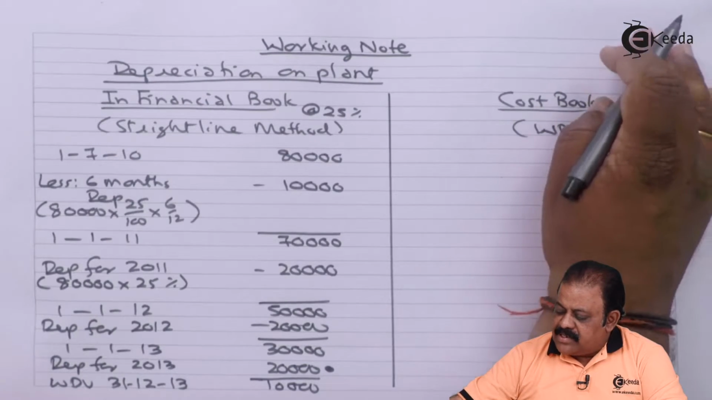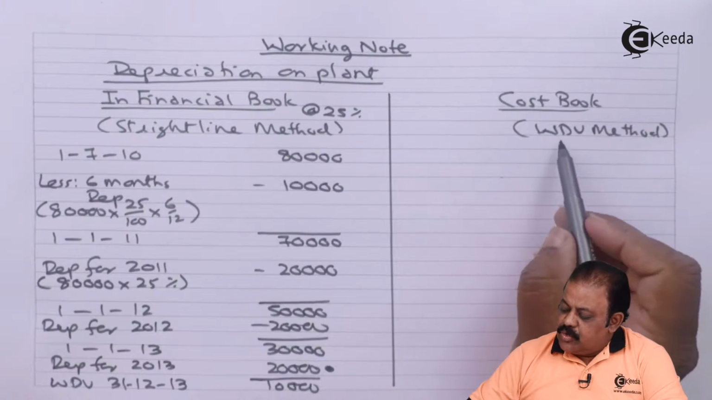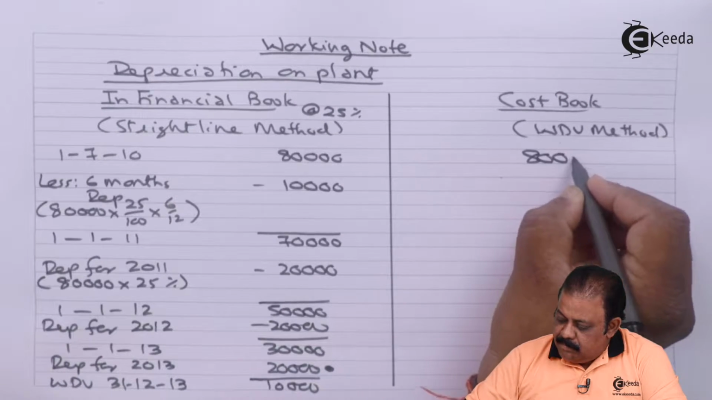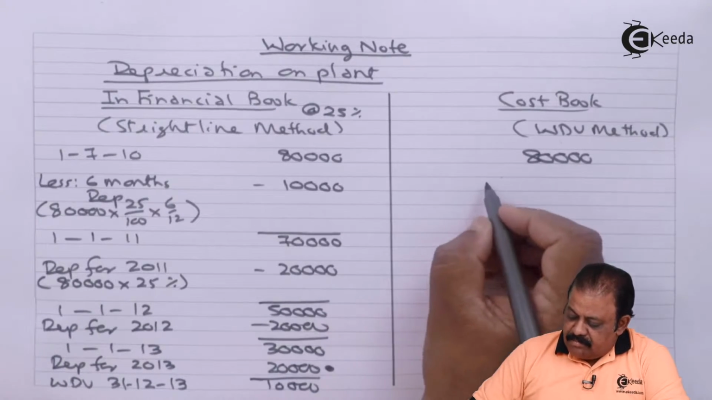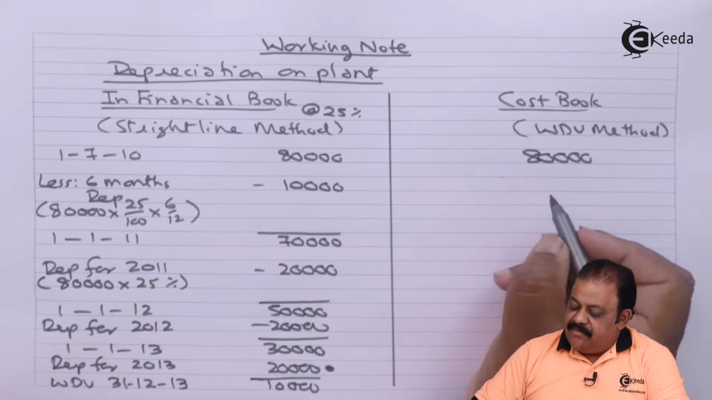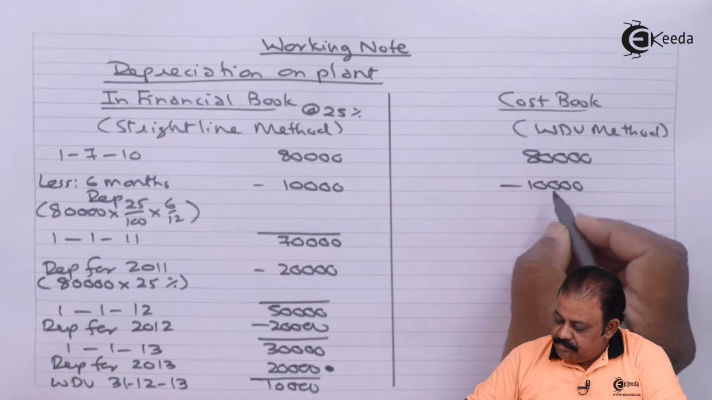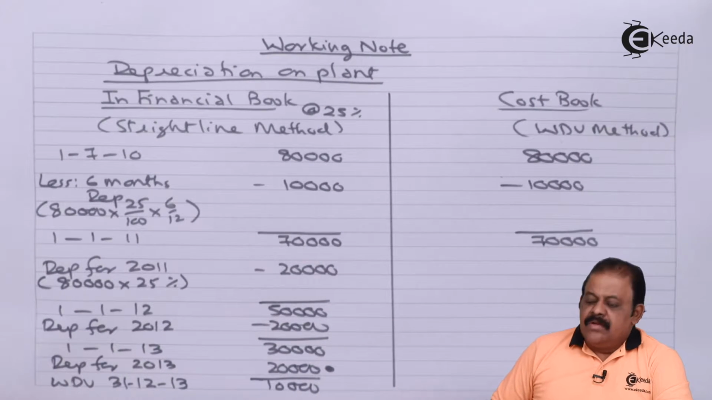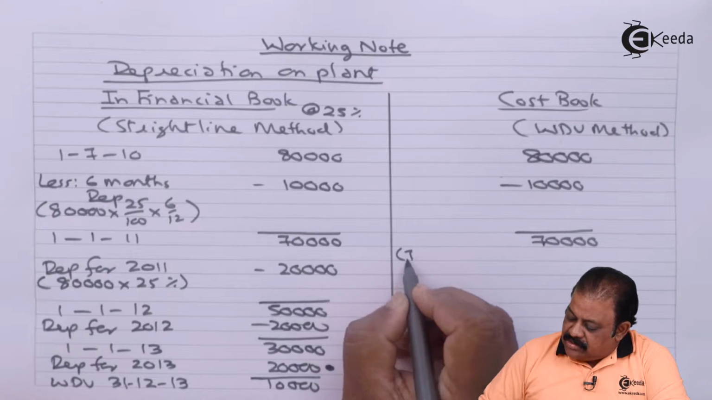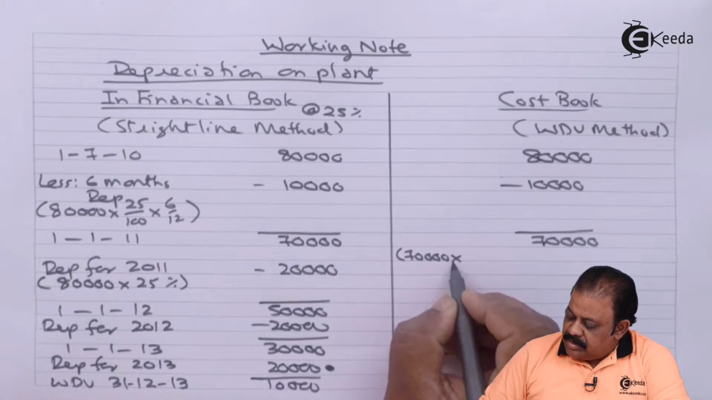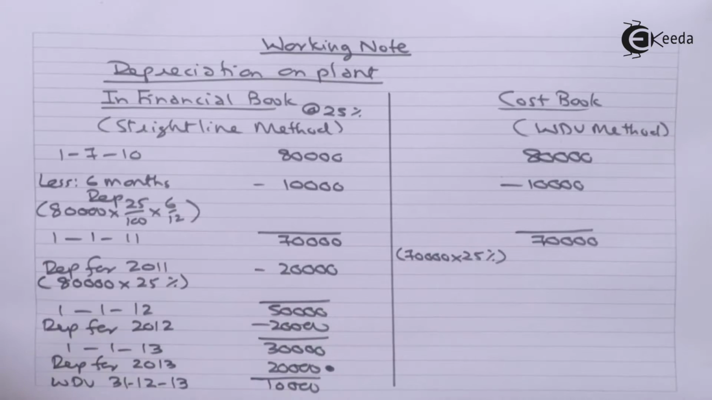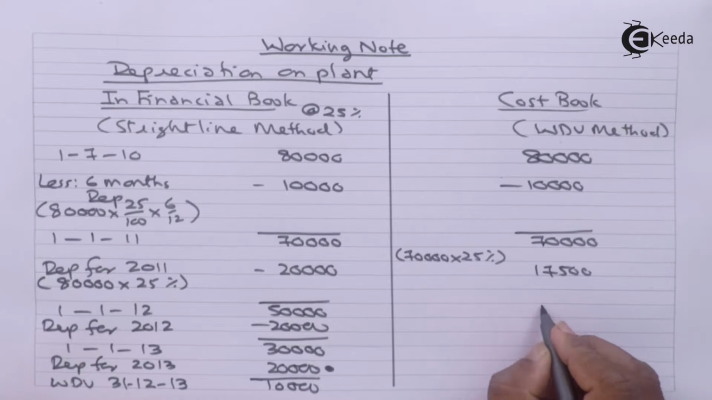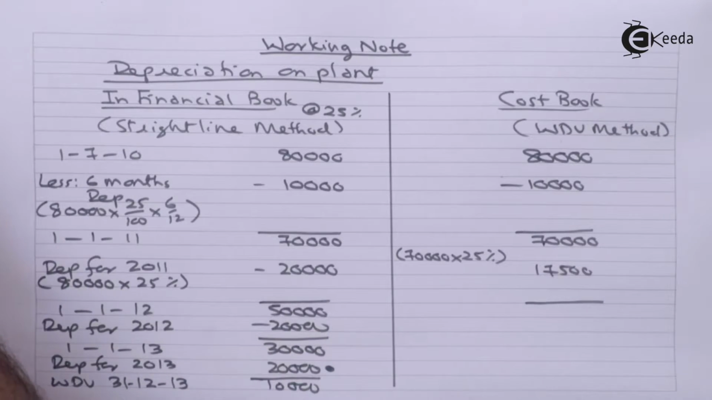Let us see now depreciation as per cost book, where there is a use of WDV method. 80,000 minus 6 months depreciation will be same figure, 70,000. Now here depreciation will be charged on 70,000, at 25%. It will be 17,500.